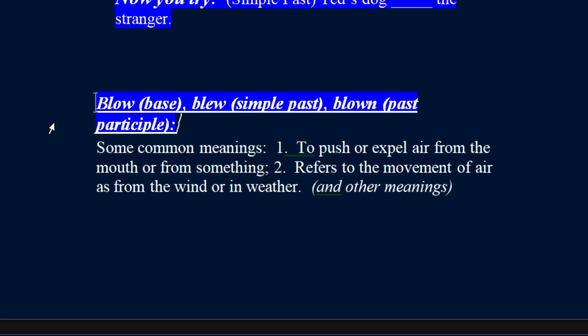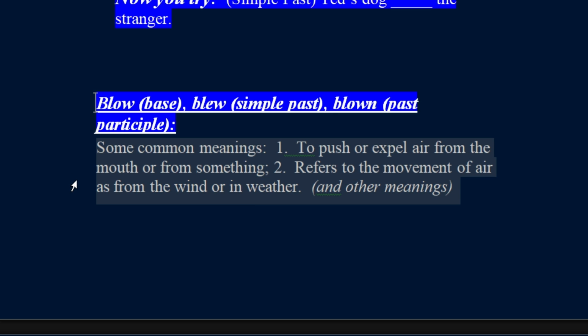Blow, the base verb. Blew, simple past. Blown, past participle. Some common meanings. Number 1. To push or expel air from the mouth or from something. Refers to the movement of air as from the wind or in weather, and other meanings.